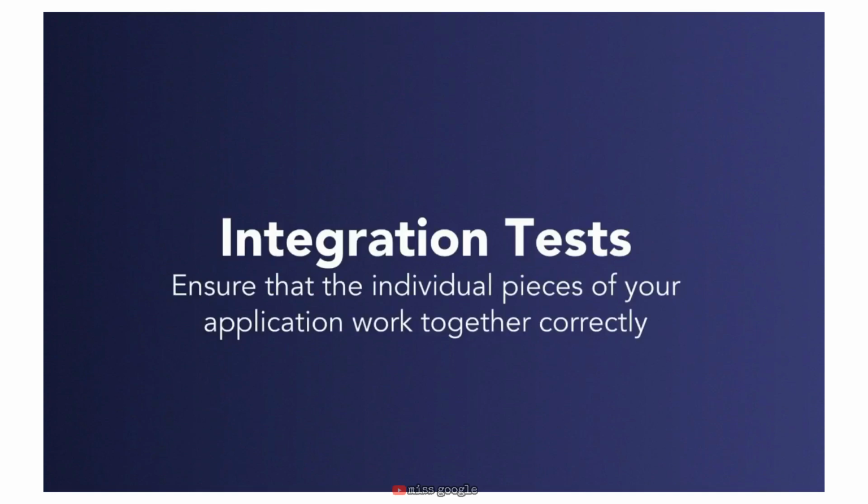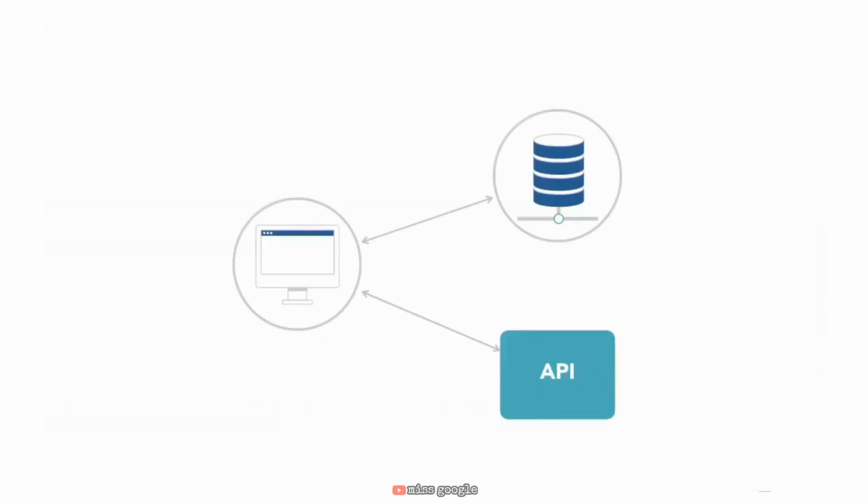While unit testing covers the small, individual pieces of functionality in our code base, integration testing makes sure that these individual pieces work together correctly. And this might be something like testing that your app communicates correctly with a database or an API.